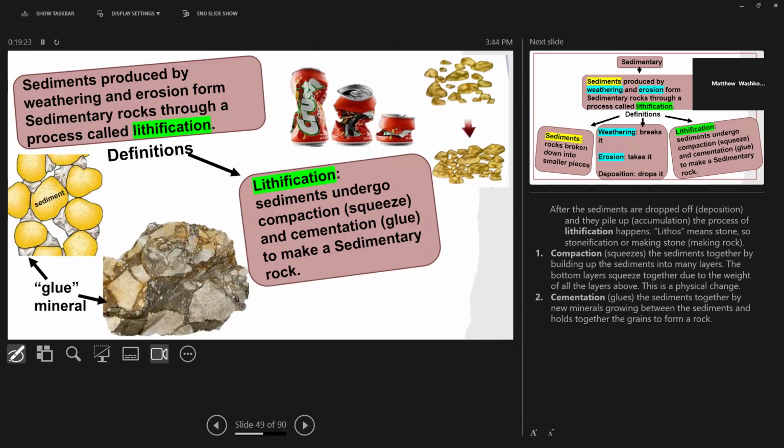So lithification is when sediments undergo compaction and cementation, right? So you squeeze it and you glue it to make a sedimentary rock, right? You can see it here. What's the sediments? What's the glue? Here's the rock. The rock is the red, and then the square is the glue. It's the cement material, okay? So that's how you can recognize usually whether it's a sedimentary rock.